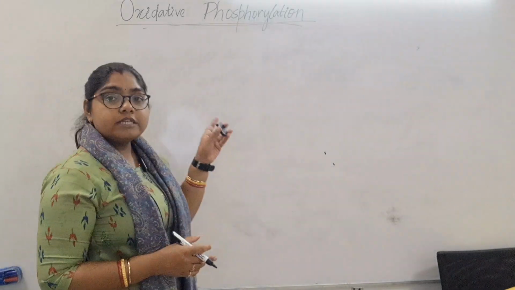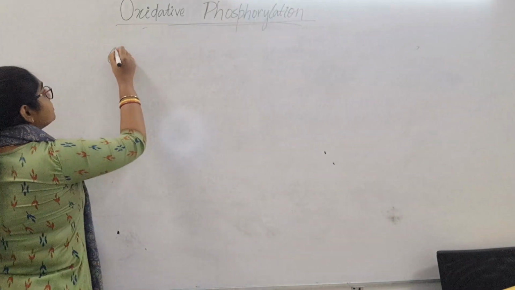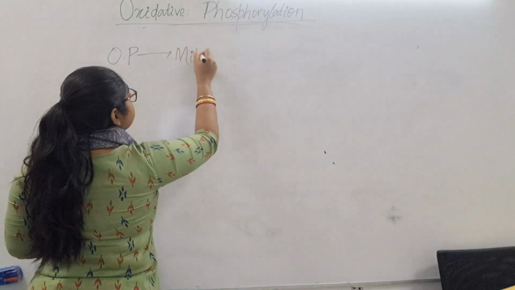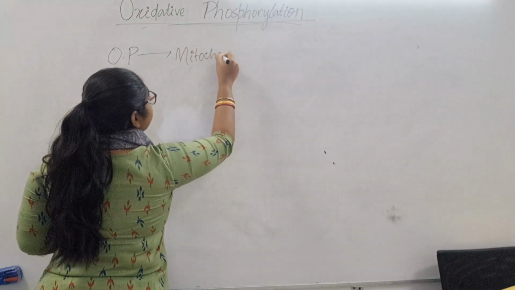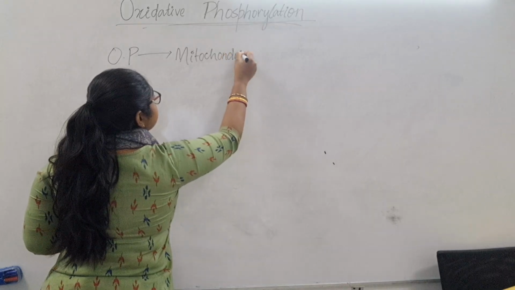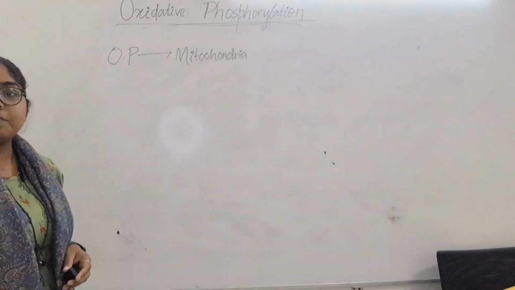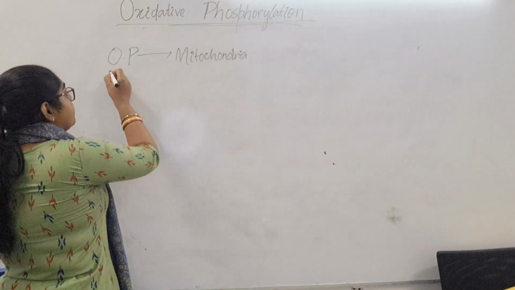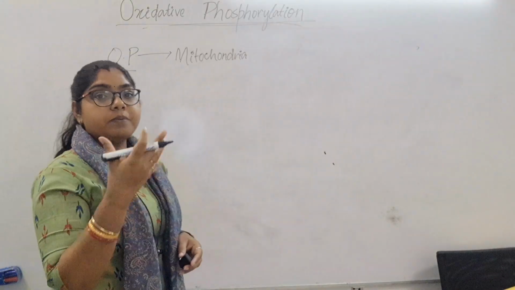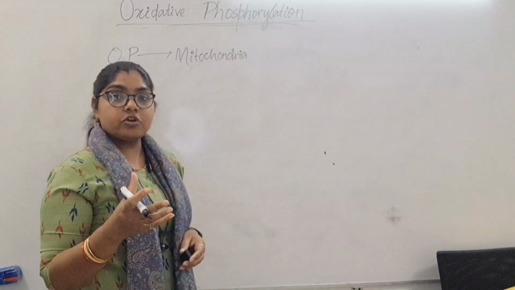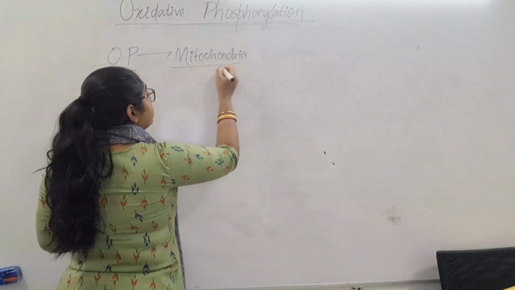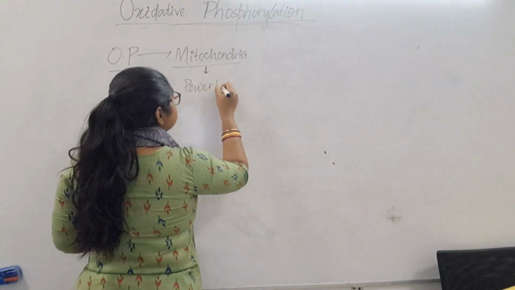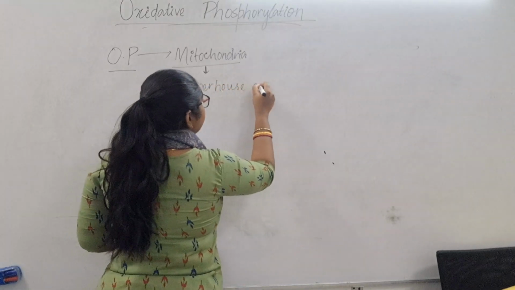So this oxidative phosphorylation takes place in the mitochondria of the cell. That means the ATP synthesis takes place in the mitochondria. When ATP synthesis takes place, a number of ATP are produced, and it is present in the mitochondria. That's why mitochondria is known as the powerhouse of the cell.